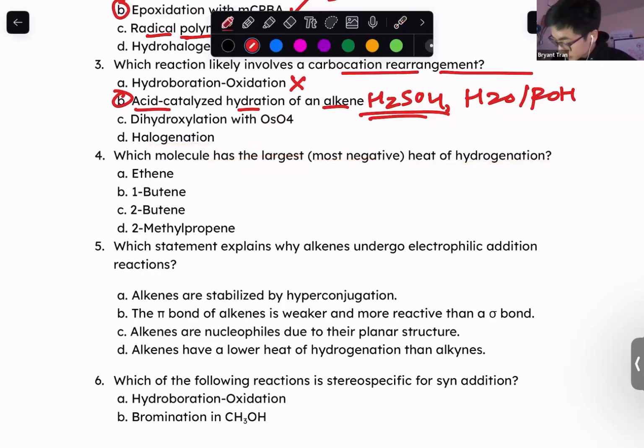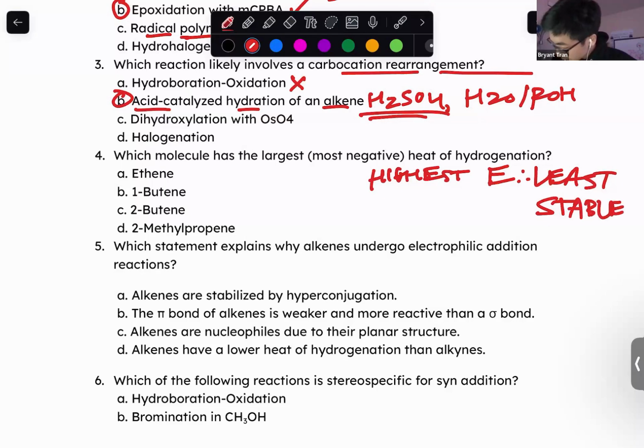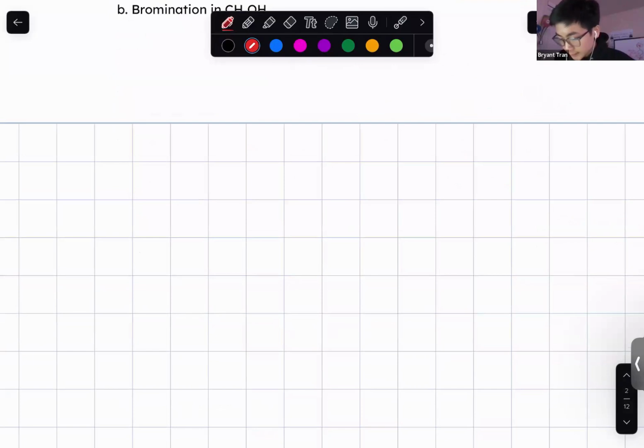This question here is which one has the highest energy, aka the least stable alkene, right? Which is the highest energy alkene? That's the least stable alkene. And alkene stability is similar to carbocation stability. It's by substitution, right? The more substituted the alkene is, the more stable it's going to be.